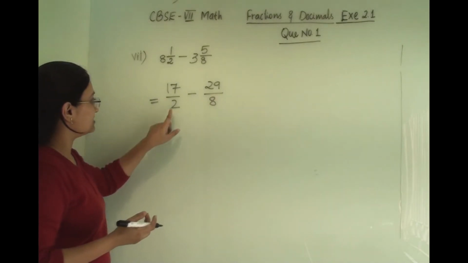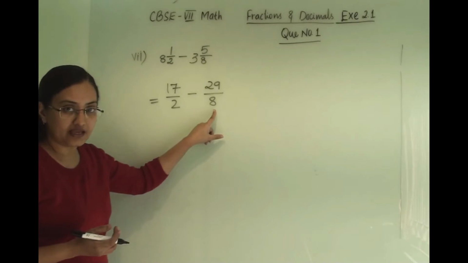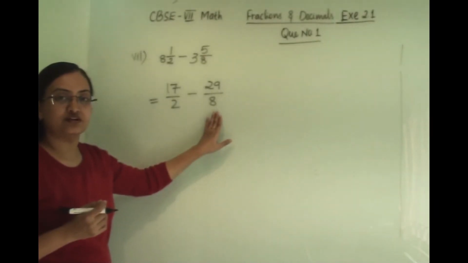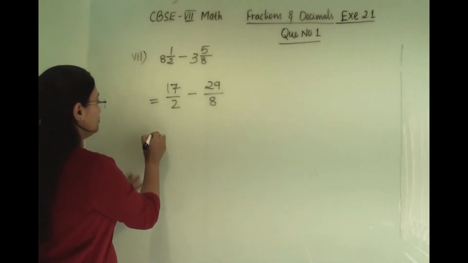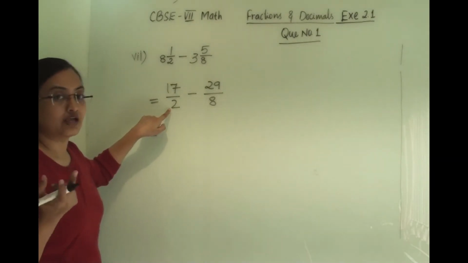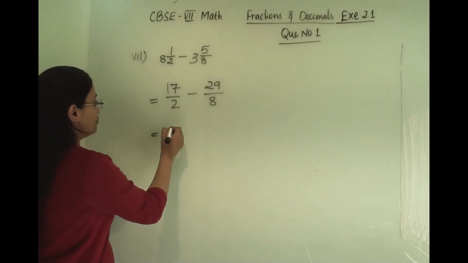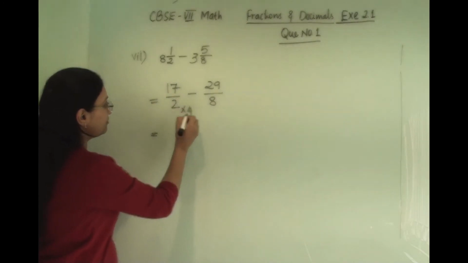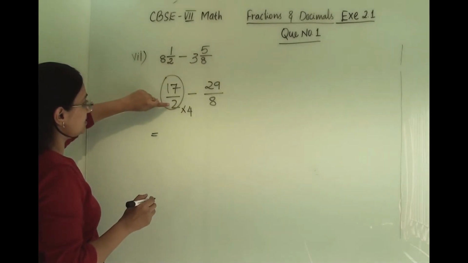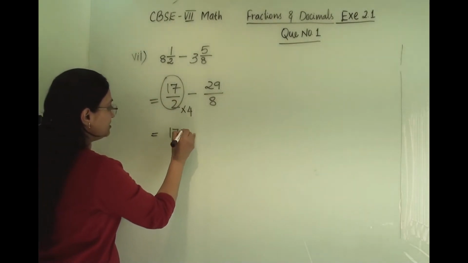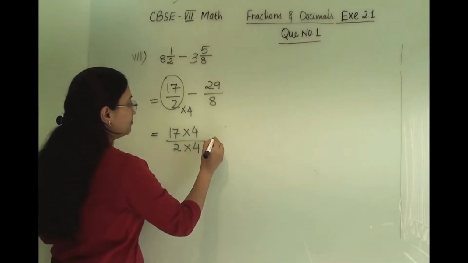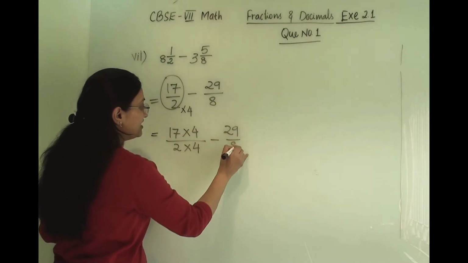Now we have to convert this into like fractions. This is 8 and this is 2. 2 is a factor of 8, so we can convert this 2 into 8, and this fraction we are not going to convert. Which number do we have to multiply with 2 to make it 8? That is 4. So we will multiply 4 with this whole fraction, in numerator and denominator. So 17 into 4 divided by 2 into 4, minus 29 divided by 8.